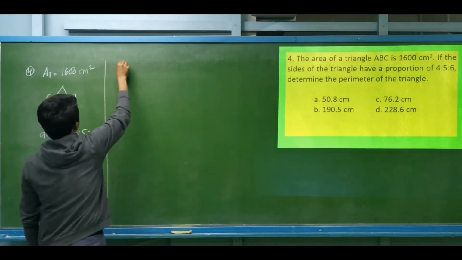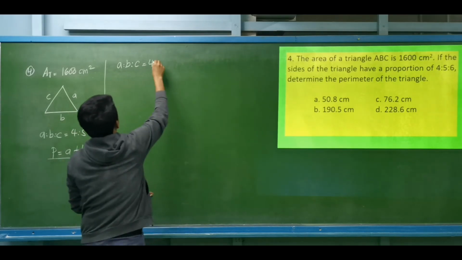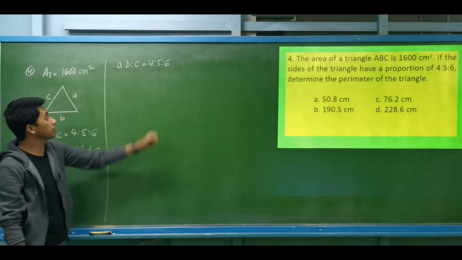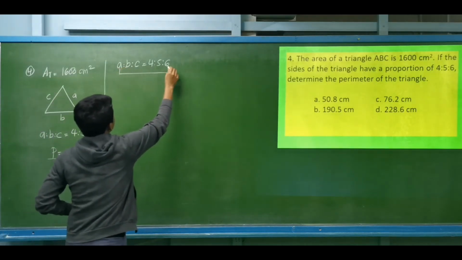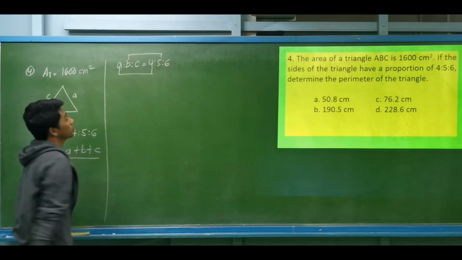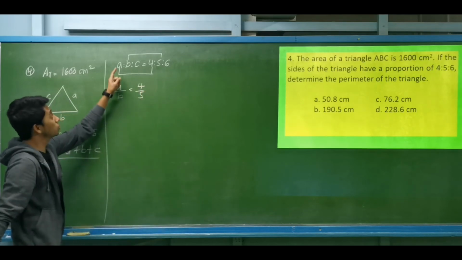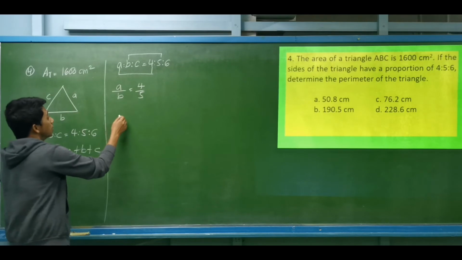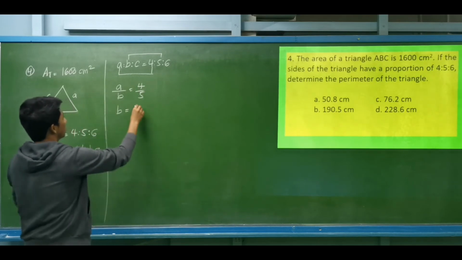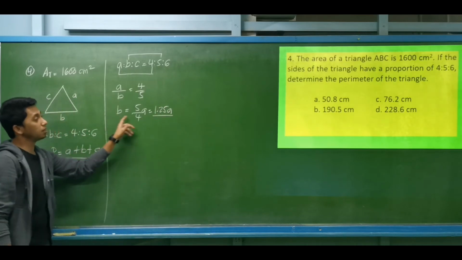So from the given proportion, this is A is to B is to C is equal to 4:5:6. Okay, so pwede natin gawin is express lang natin lahat in terms of A. So ano ba pwede natin magamit dito? Yung A corresponds to 4, tapos yung B corresponds to 5. So pwede natin gawin, this is A over B is the same as 4 over 5. So the equivalent ni B in terms of A is 5 divided by 4 of A. So pareho lang ito as 1.25 of A.